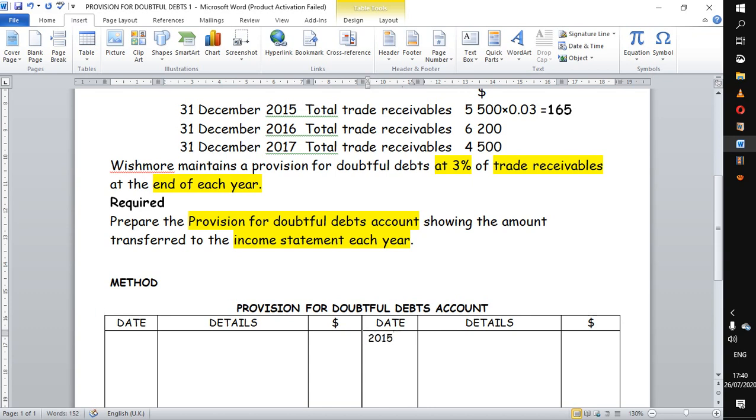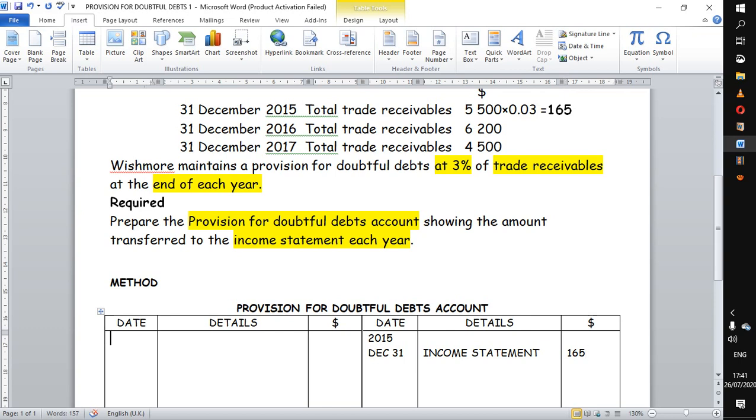So in 2015, at the end of the year, December 31, we are going to credit this account by showing this transfer to the income statement. And the amount that we are transferring is the full 165, because this is the expense in relation to provision for doubtful debts in 2015, because we are creating it for the first time.